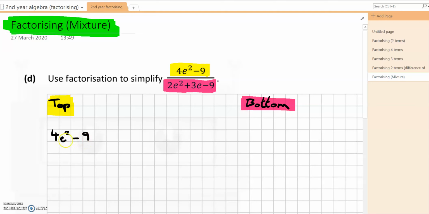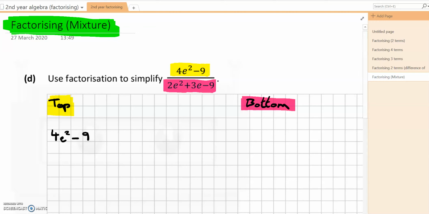What's common? Is there a common number? No. Well, the only common number is 1. And is there a common letter? No. So taking out what's common, which was the first video, is not going to work. So instead we try and use the other method for factorizing two terms, and that's the difference of two squares.